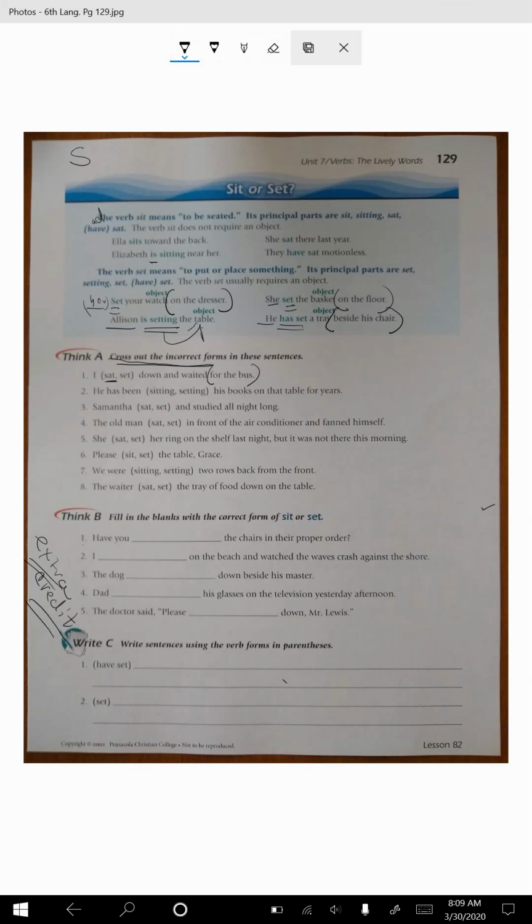Oh, I know what I wanted to do. I want to do race. And follow the directions. There we go. So, cross out.